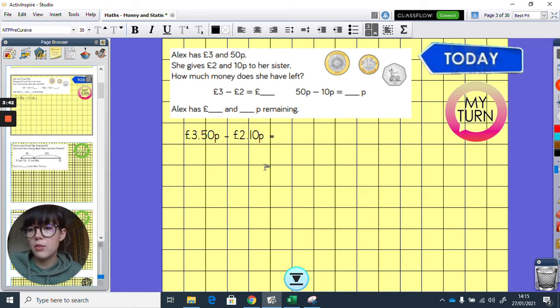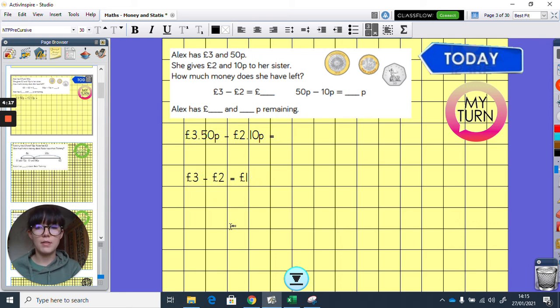This is one way you could do this, because this is a reasonably easy one. What they've done here is they're telling you to take away the pounds first and then take away the pence. Don't try and do it all at once for this sort of question because it's easier to split it up. So we're taking away the pounds first. £3 take away £2 is the same as 3 take away 2, which equals £1. So we've got £1 left.